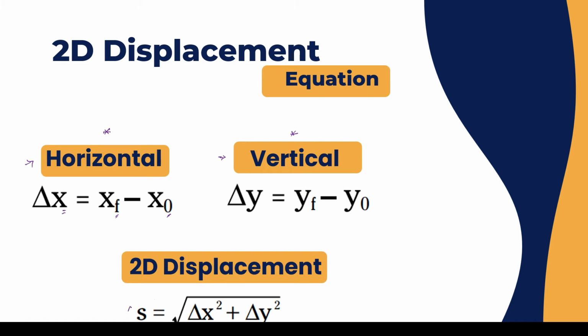Total displacement S equals the square root of delta x squared. So whatever value you found over here, you plug it into the equation and you square it, plus delta y, whatever value you found from these calculations, plug it in here, squared. That will give you the final displacement, or the two-directional displacement of the object.